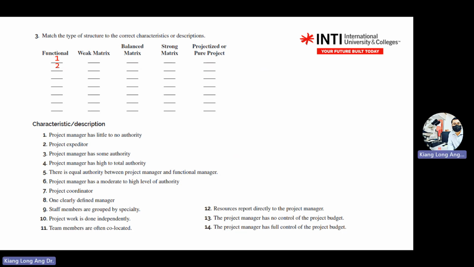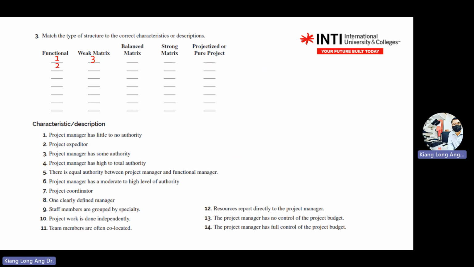Okay. Third one, project manager has some authority. The word here is some. It's a weak matrix. Having some means it's weak. Number 4, strong manager has high and total authority. Which type of structure is this? The project manager has the highest authority. This one is pure project.